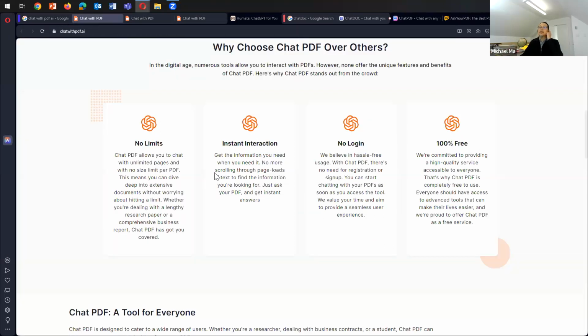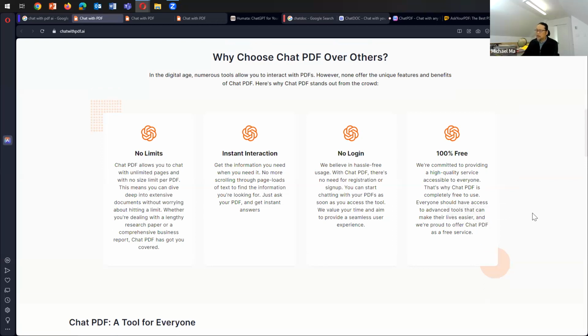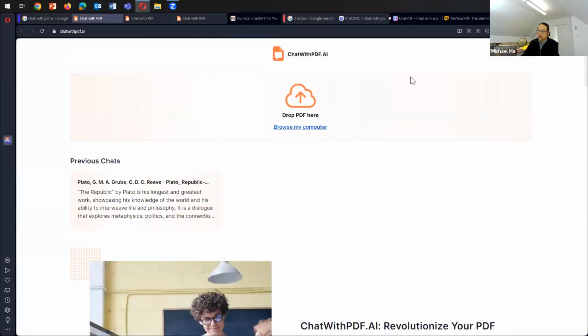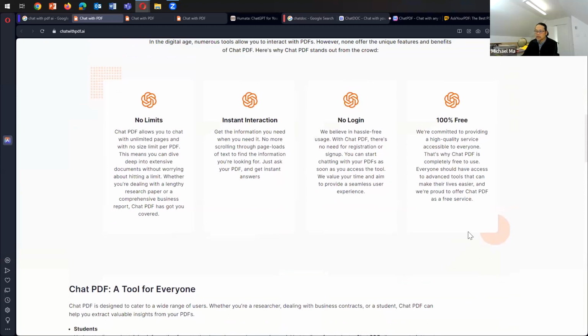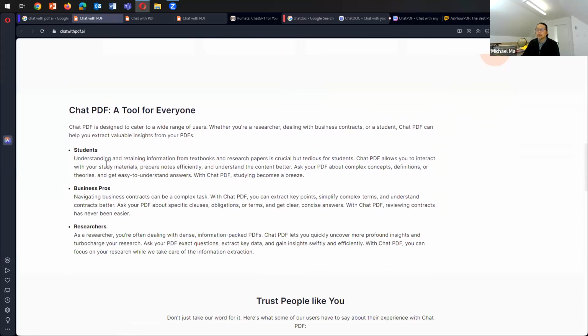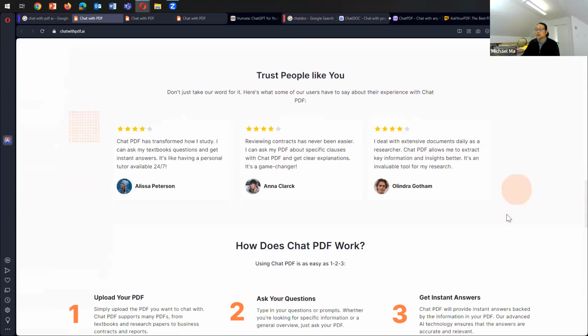With Chat with PDF.AI, there is no pricing at all. It's completely free. It's actually quite an interesting mandate. It says everyone should have access to advanced tools that can make their lives easier, and we're proud to offer Chat PDF. They keep naming their product Chat PDF, which I think is a bit of a mistake, because if you go to the top, it's called Chat with PDF, not Chat PDF. So the branding is a little bit off, but they're saying this program is a free service for business, for students, for researchers, and so on.